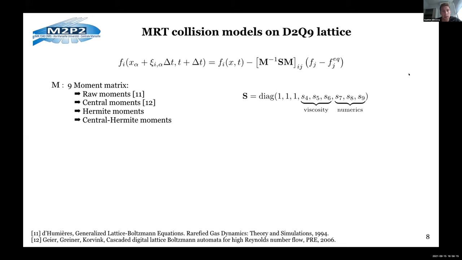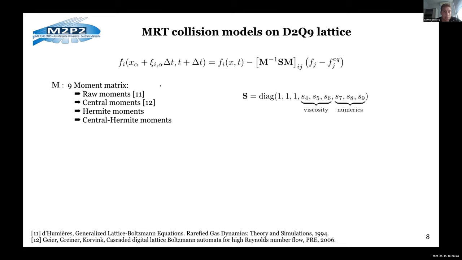And then let me show you the main results we obtain with several MRT collision models with a particular D2Q9 lattice. So here I show you the main scheme of the MRT collision model, where here we have the collision matrix, where M is actually a moment matrix. So with the D2Q9 lattice, we have 9 moments, so it's a 9 moment matrix.